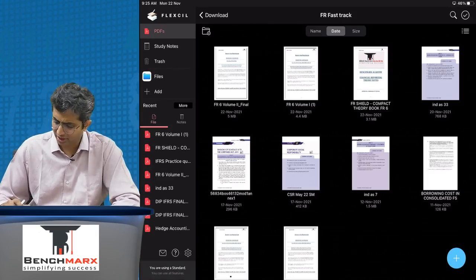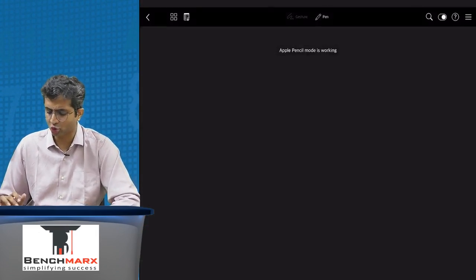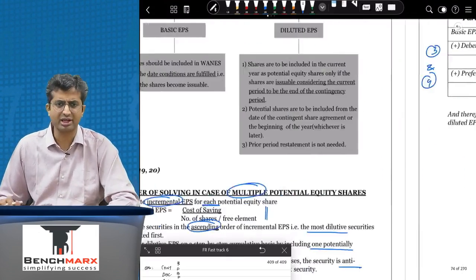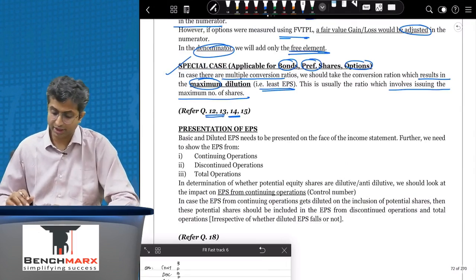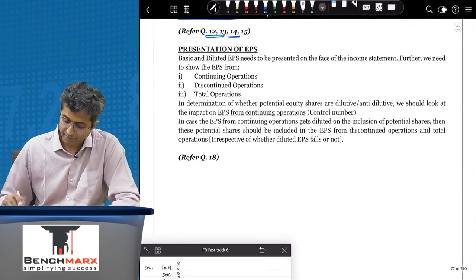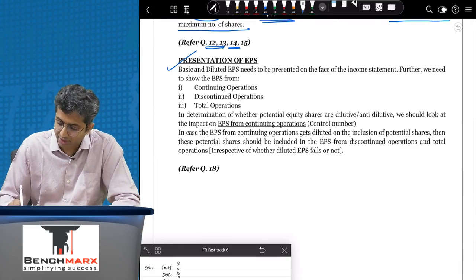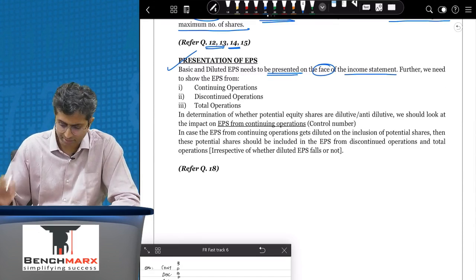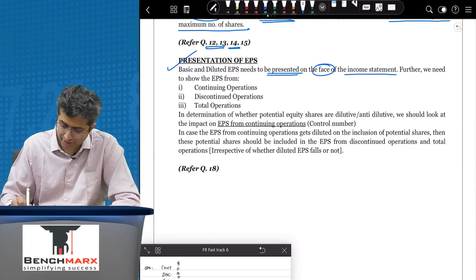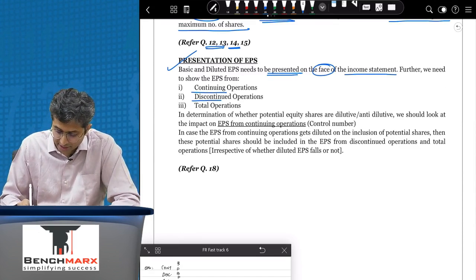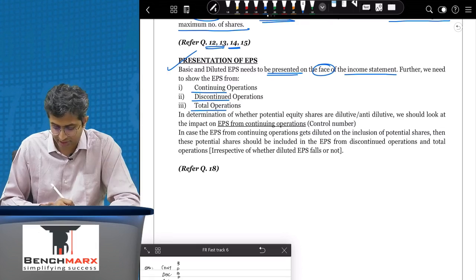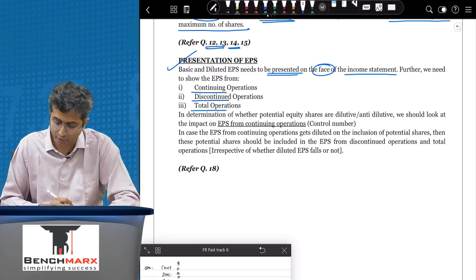Acha, we'll read the theory for this and then also go to the one question on these lines, which is there, I think, on question number 18. So let us go through the theory on page 72. The basic and diluted EPS needs to be presented on the face of the income statement. Okay, they will present that. Further, we need to show the EPS from continuing, discontinued, as well as total operations separately. I'll show that to you even in the schedule 3.